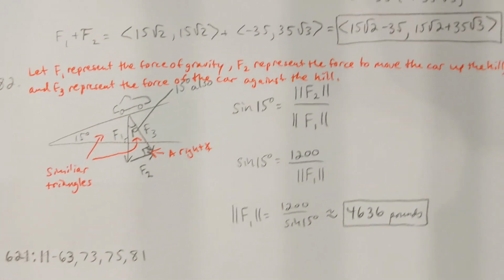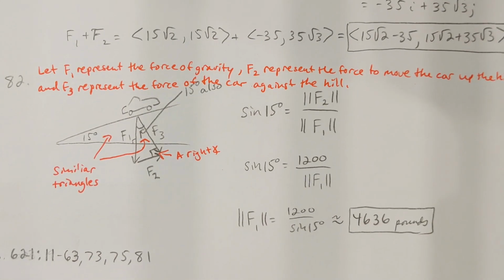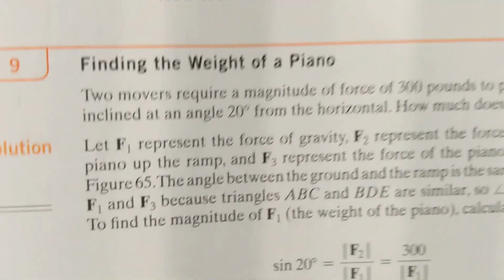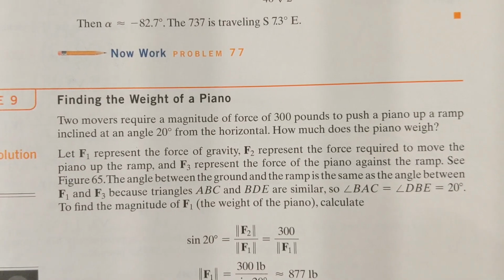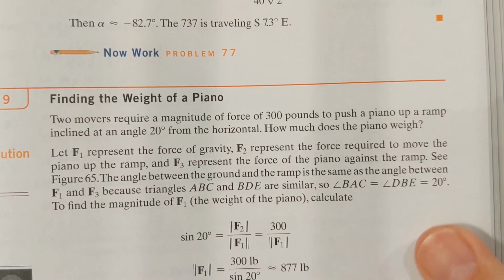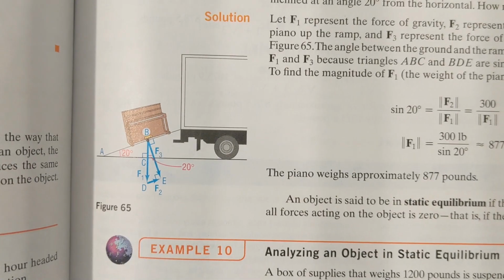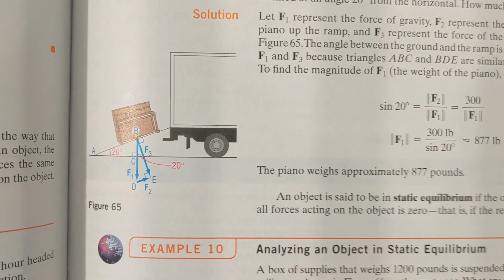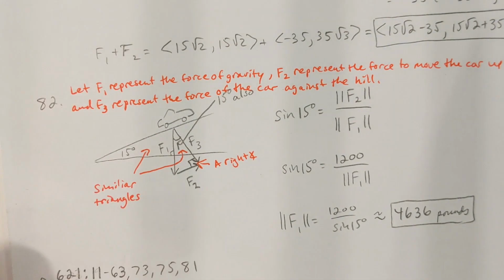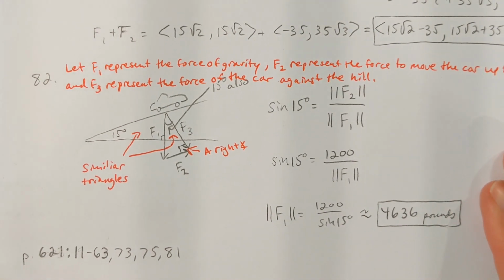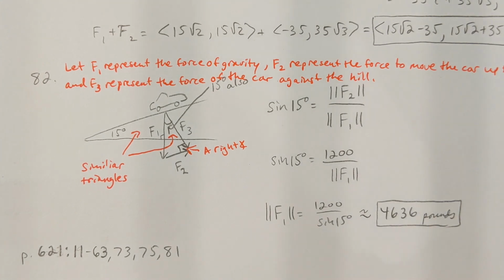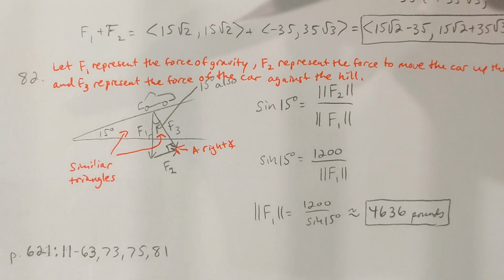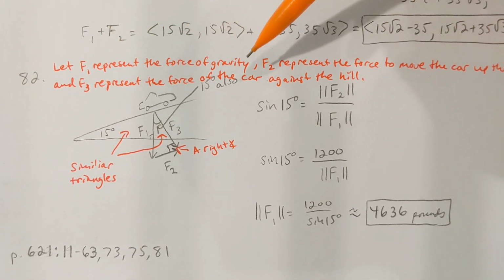Okay, and F3 will represent the force of the car against the ramp. So they've got a picture drawn there, like I said, with the vectors also included. Now, in this picture, actually in the problem, we would like to know the magnitude of F1. Okay, F1 represents the force due to gravity.